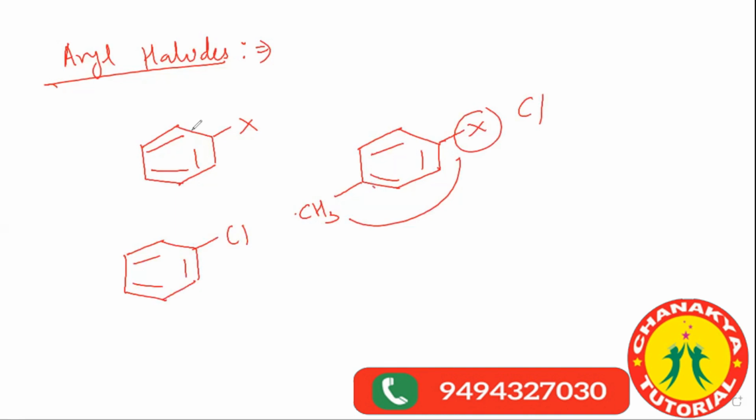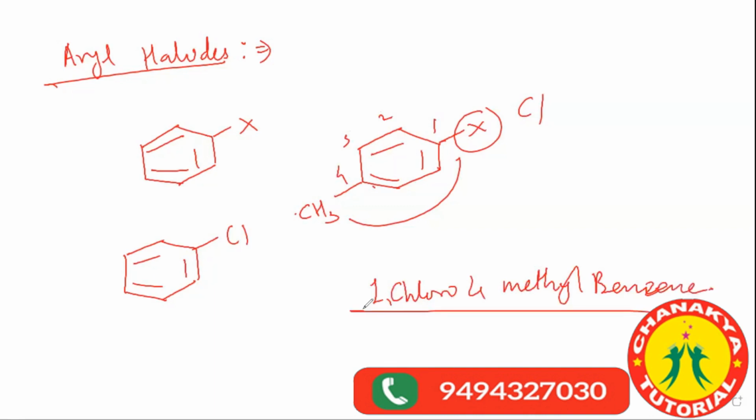What would be the name? Or else you can write IUPAC labeling as well. 1, 2, 3, 4. 1-chloro-4-methylbenzene. Correct? Yes or no? Yes, ma'am. Fine. In this way, you should label it. I hope you understand about the classification. If any query you have in your mind, please let me know.